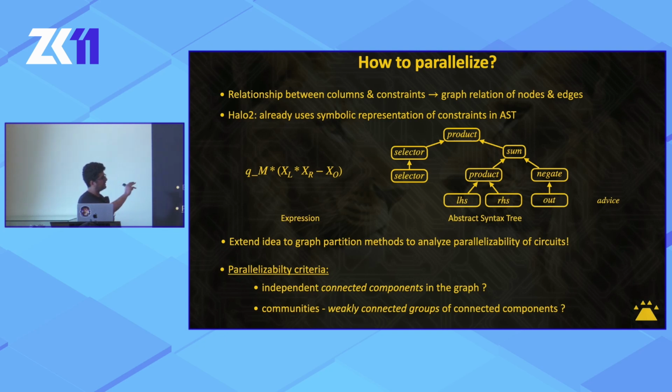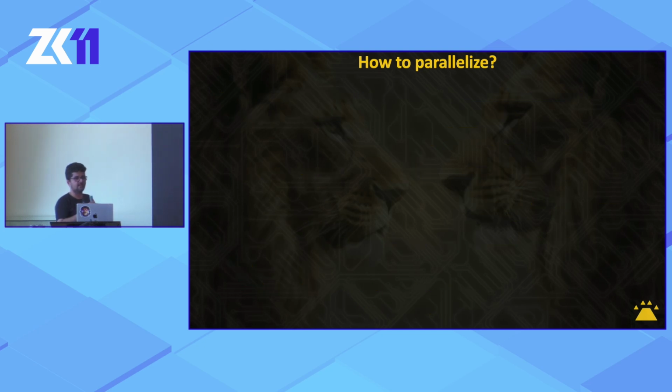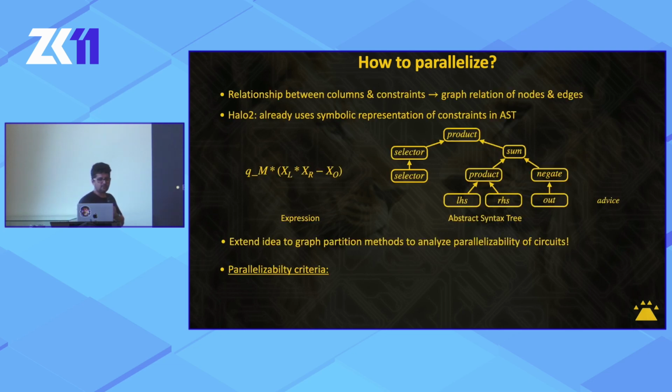So we have the relationship between columns and constraints, which we know from the AST, but we use it at the quotient polynomial evaluation level. And then at the polynomial level, you can do whatever you want. You can separate, add, do everything, because the prover already committed to the witness data.